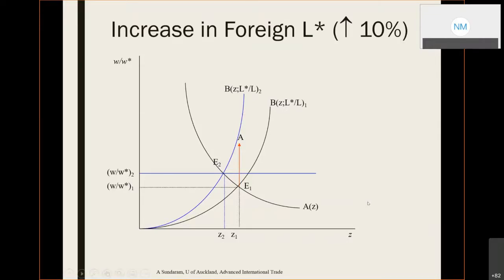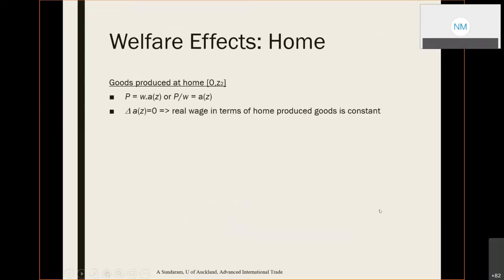So typically, we would think that countries would worry about this, right? So they would say, okay, China is a fast-growing country in terms of population. It's large, and we're now importing more from China, so that's not a good thing for us, is one thing people might say. But that's where the model helps us to look at the welfare effect. So let's look at the welfare effects in the home country. Okay? So goods produced at home, 0 to Z2, what happens?